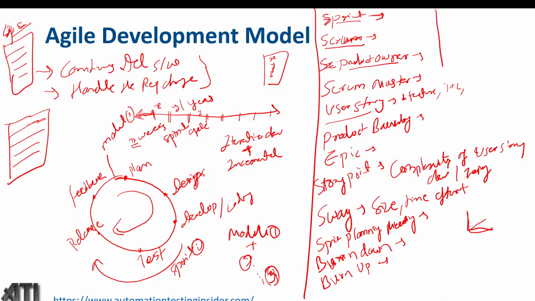Now we have the daily stand-up meeting as well, also called the scrum meeting. Every day we need to have this daily stand-up meeting where we discuss what work we did yesterday, what we are doing today, and what we're going to plan for tomorrow. Sometimes the product owner also joins this meeting, but the scrum master conducts it to discuss the progress of the project.